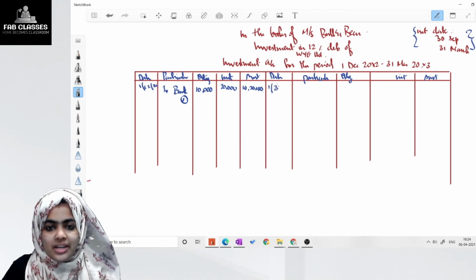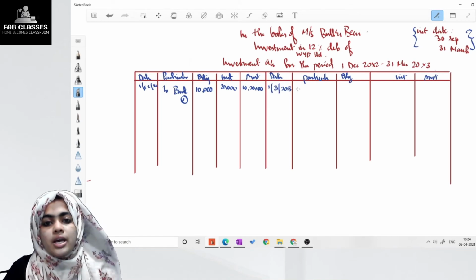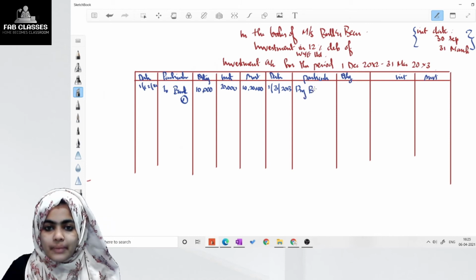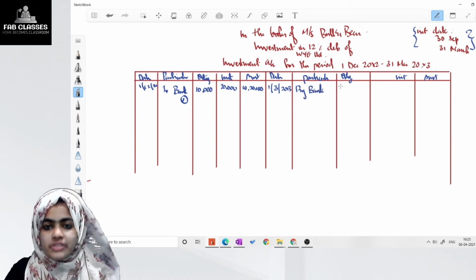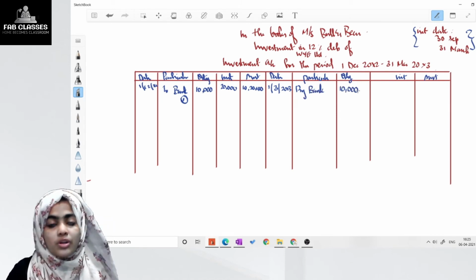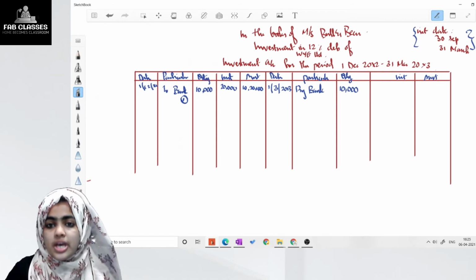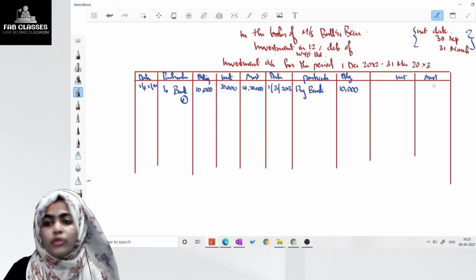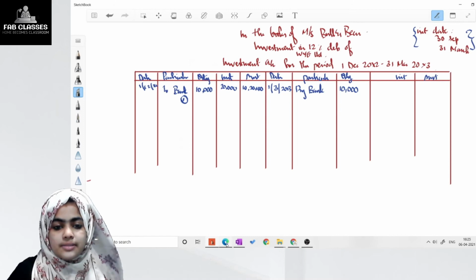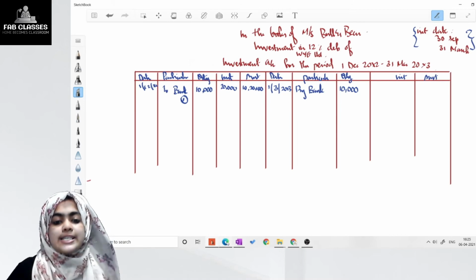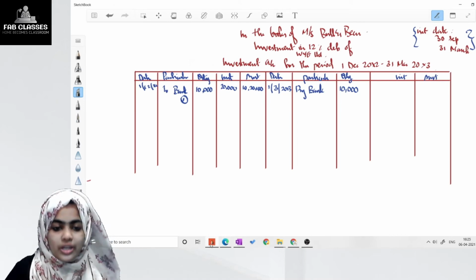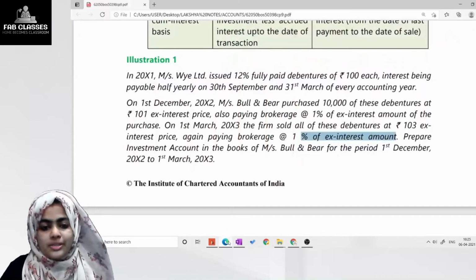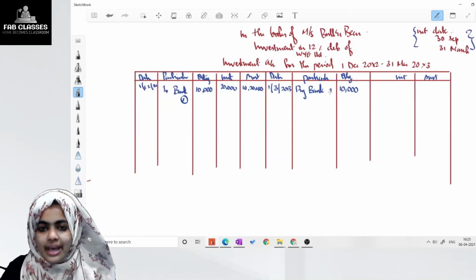On 1st March 2013, by bank, money comes in. The quantity which we sold is the entire 10,000 debentures. The amount for which we are going to sell this is at the 103 ex-interest price, so that price does not include the interest. So let's prepare the working note for calculating the amount and the interest.